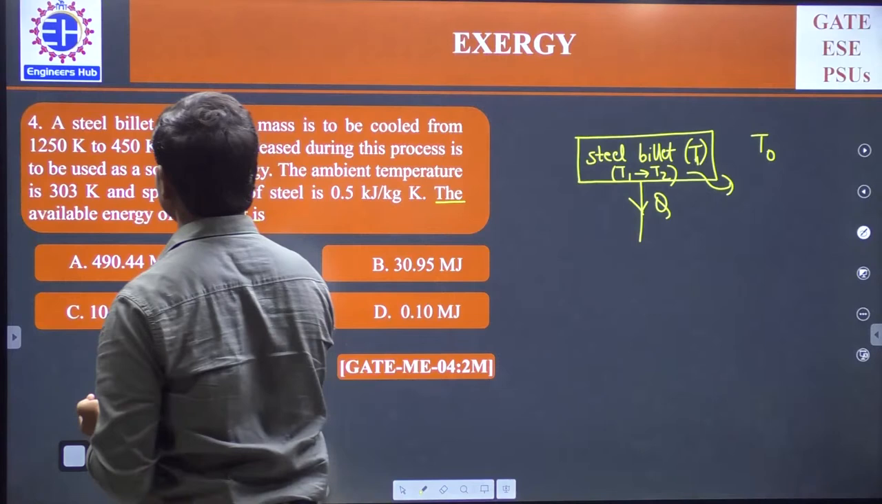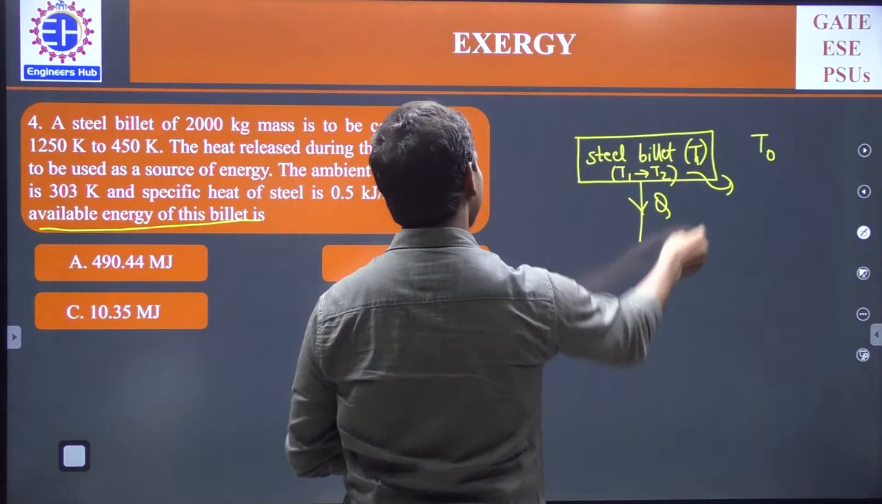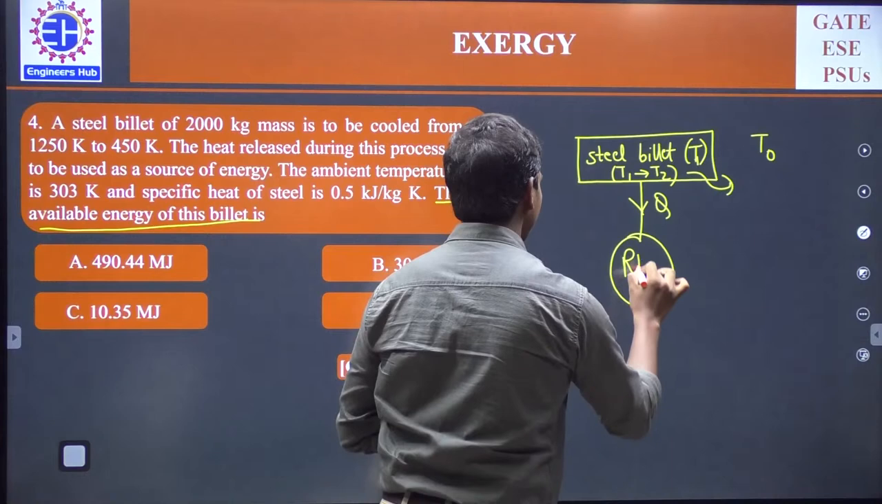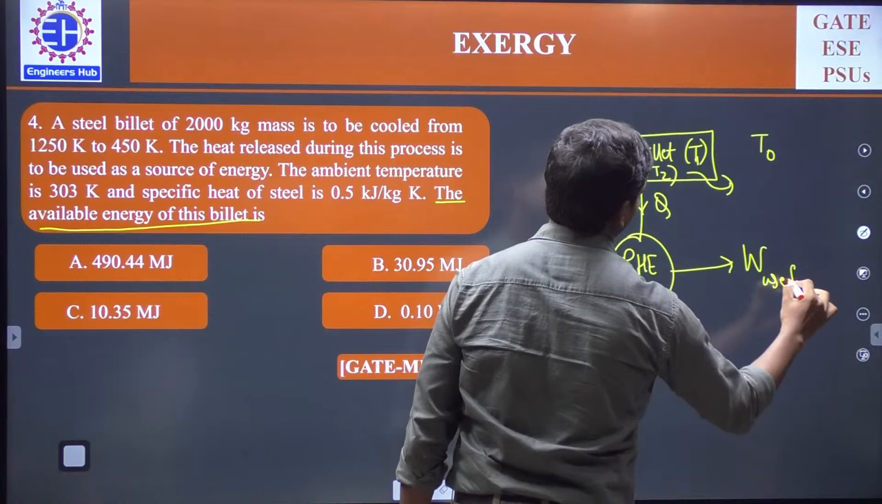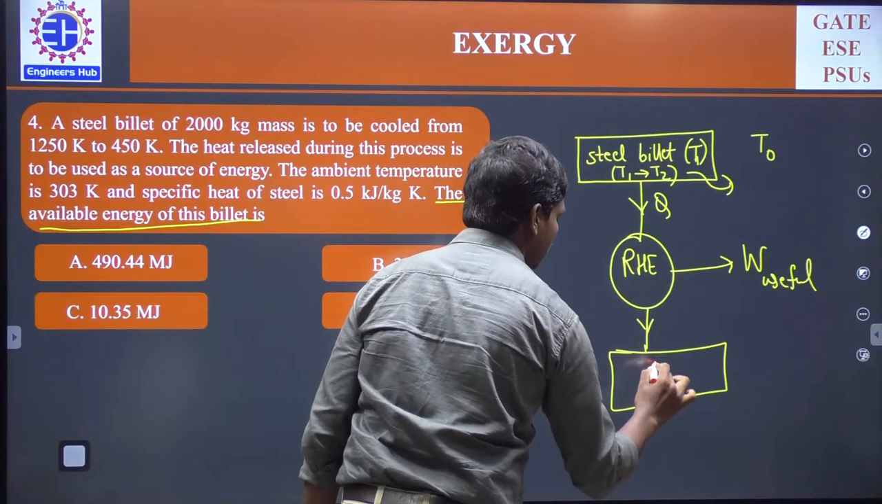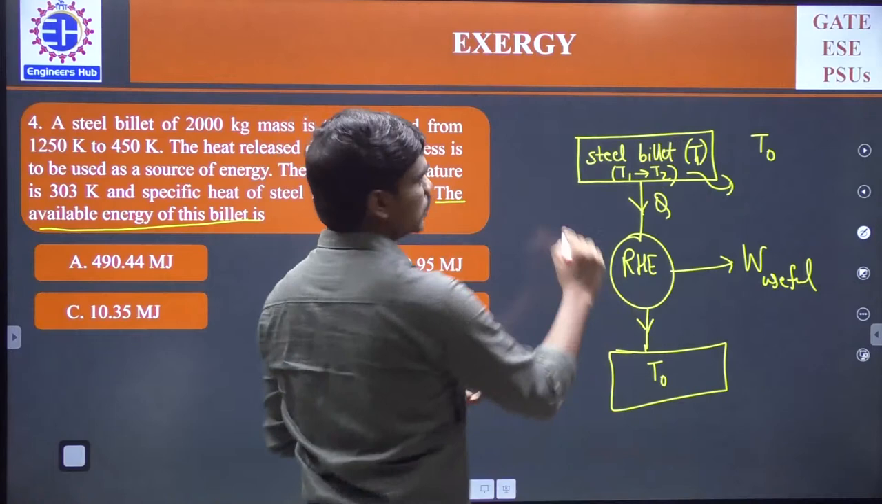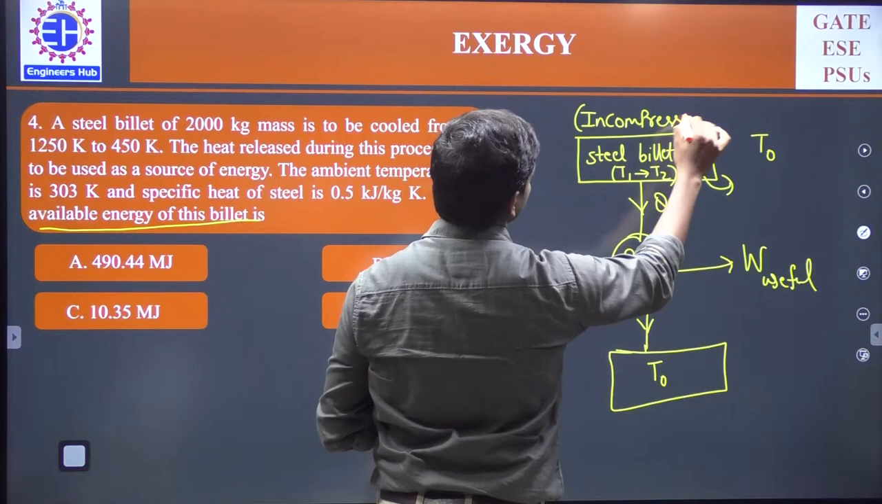If you want to get the maximum useful work out of this heat, it should be given to a reversible heat engine, correct? Then since I'm writing Q here, we don't write delta, we write W useful. And of course, this rejects heat to the dead state finally, T naught, this is what we have seen. And this is an incompressible substance. We had analysis for this. So if you see, this is an incompressible substance because solids are generally incompressible.